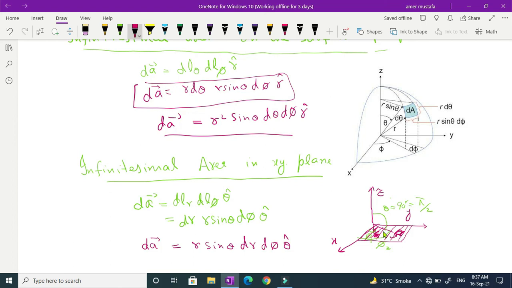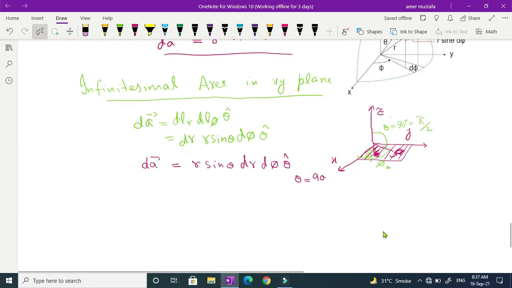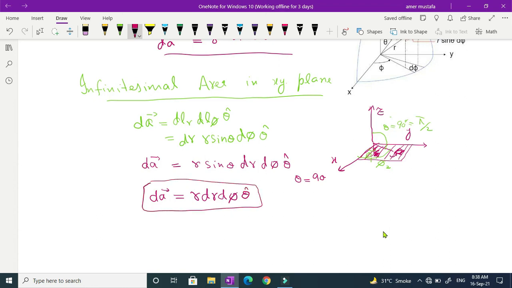In this case theta is known, which is equal to 90 degree. Putting here theta is equal to 90, so dA is equal to r sine theta, and sine 90 is equal to 1. It becomes equal to dr d phi into theta cap. This is the infinitesimal area in the xy plane.